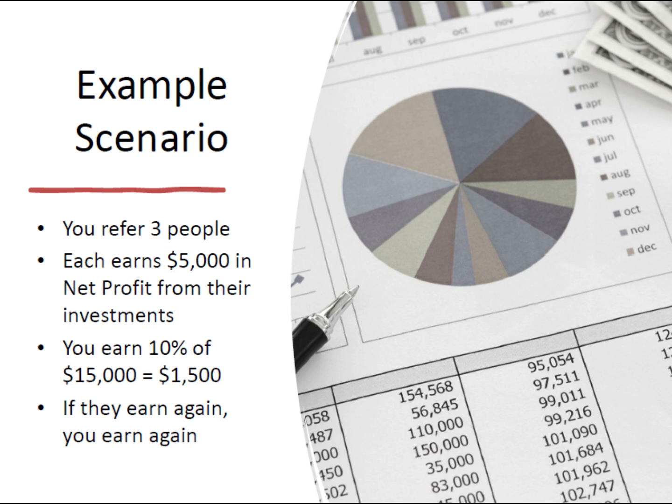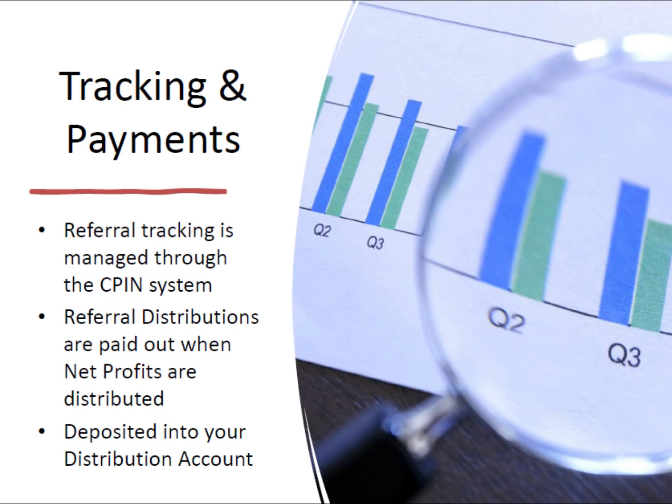That really clarifies it. How does CPIN keep track of all this? And how do the payments actually happen? The CPIN platform itself handles the tracking. It knows who referred whom. Okay, so it's automated. Seems so. And the payouts, your referral distributions, happen when the net profits are actually distributed to your referrals. Your 10% is calculated then and deposited straight into your own CPIN distribution account.